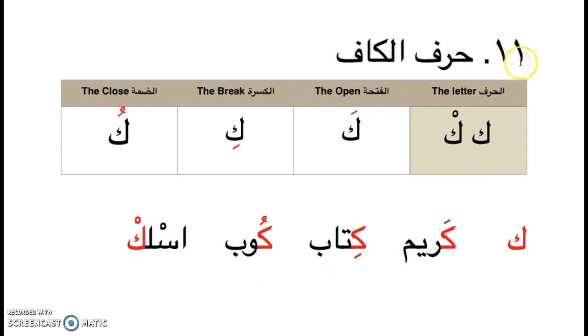Number 11. If you remember how we say them, after 20 we say one and 20, but this one is 11, which means 1. It's different than wahid. We'll get to those later.